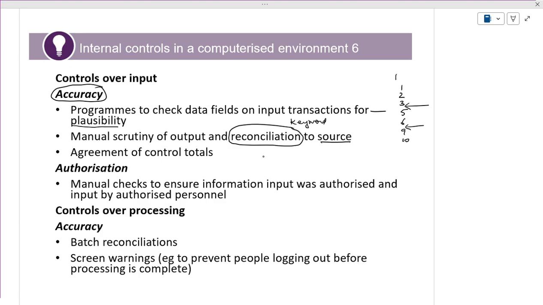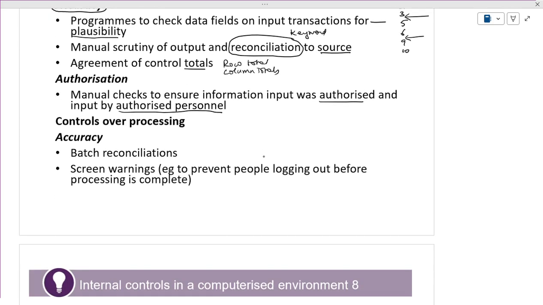Now, agreement of control totals. I told you about row totals and column totals. This is where in audit we get the evidence, but we have to get multiple evidence. That is the reason we say it should be sufficient and appropriate. Authorization: manual checks to ensure information was authorized and input by authorized personnel only. An authorized person should access, and an authorized person should input.